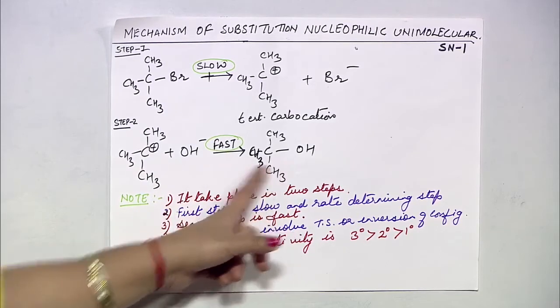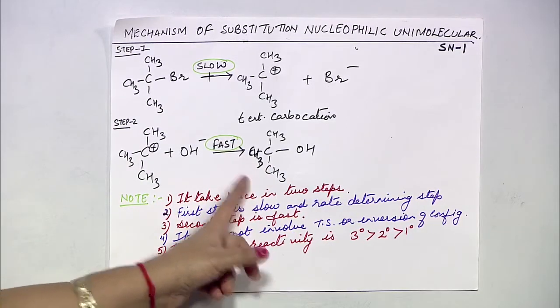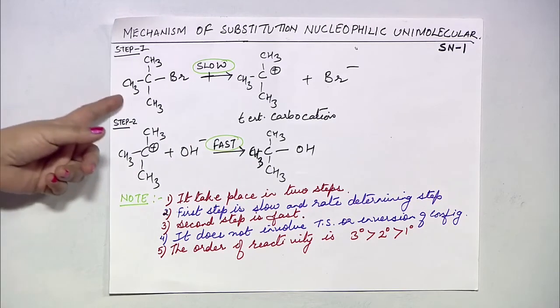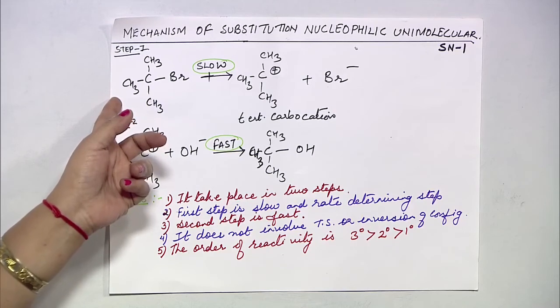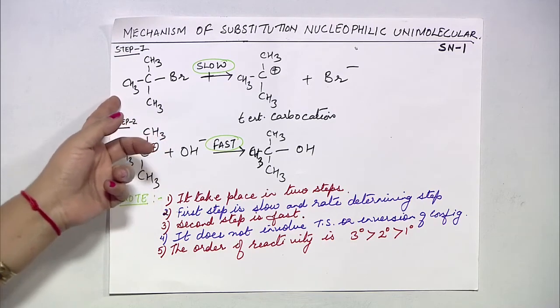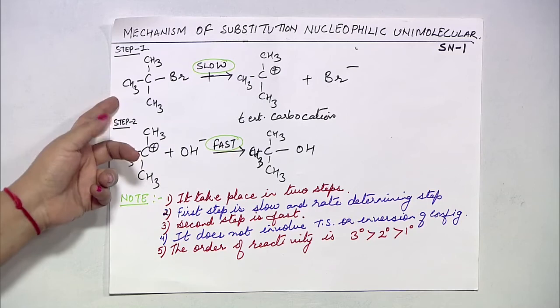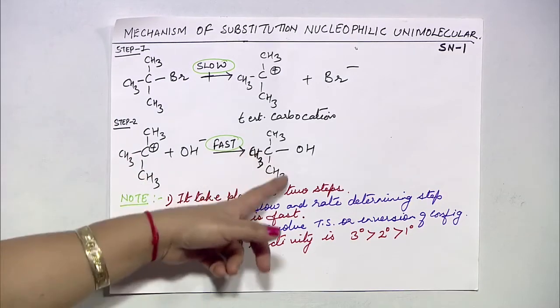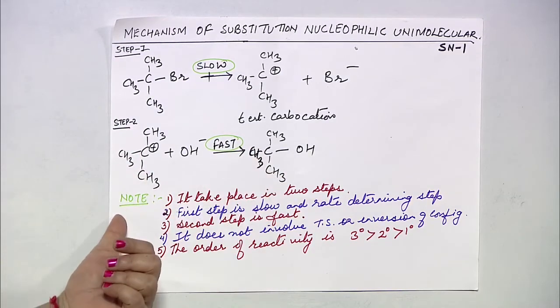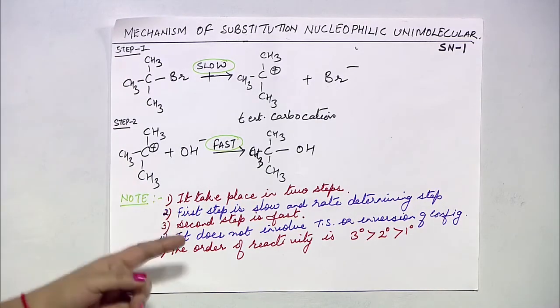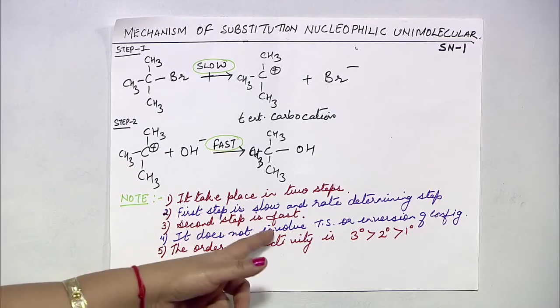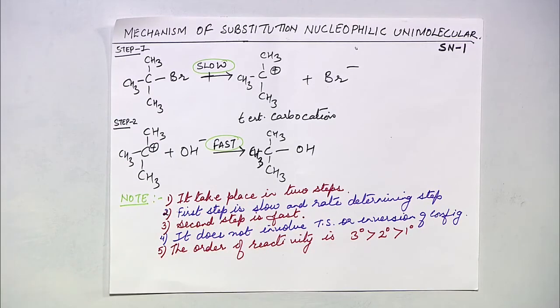So from here you cannot find the rate of reaction. The rate of reaction will depend on only one reactant. That's why we call it SN1, or unimolecular nucleophilic substitution reaction. So here you find that alcohol is formed. Please note, it takes place in 2 steps. The first step is slow and rate determining, so we call it substitution nucleophilic unimolecular.